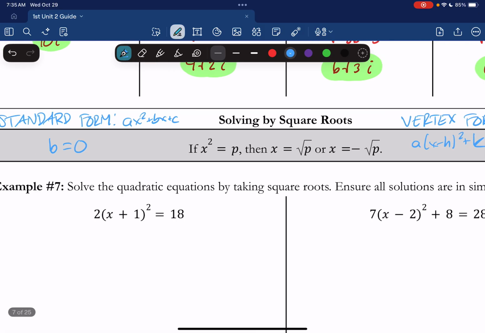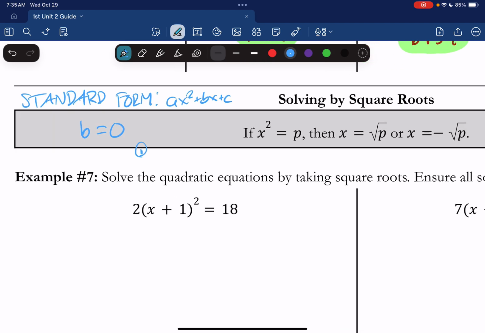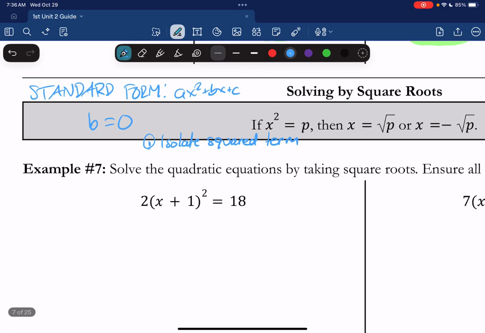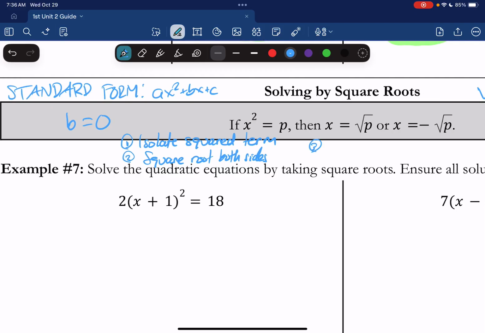So to solve by square roots, what you first need to do, step 1, is isolate the squared term. All right, once the squared term is isolated, step 2 is that you are going to square root both sides. And then step 3 is that you are going to solve from there.